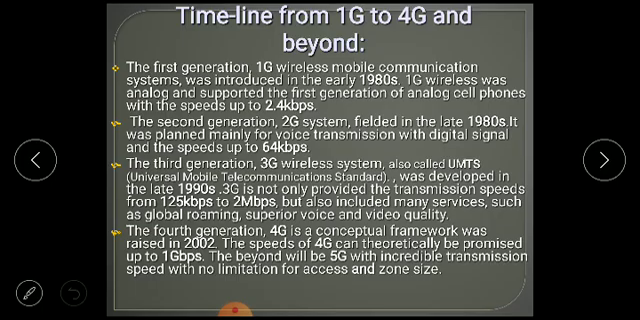So next, we are going to see the evolution of the 4G technology. That is how the wireless networks have evolved from the first generation towards the fourth generation and beyond, right? The first generation wireless mobile communication systems were introduced in the early 1980s, right? The first generation wireless was analog cell phones, and the data rate was just 2.4 kilobits per second, right?